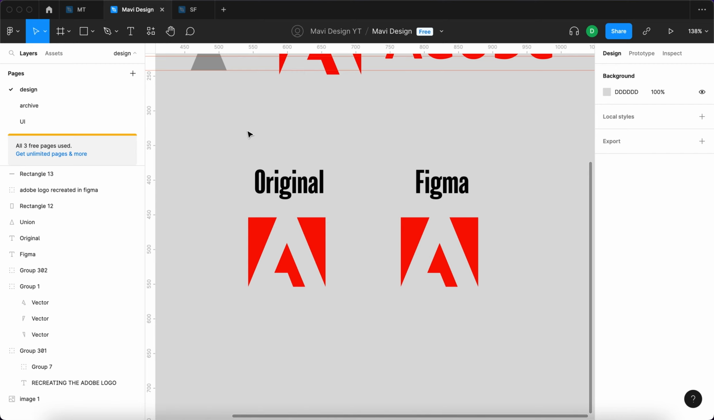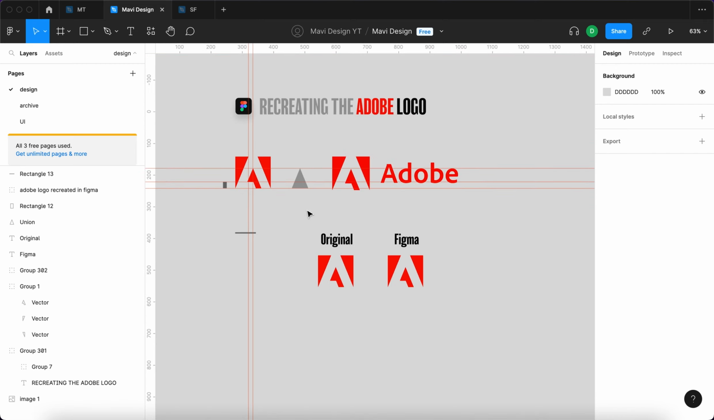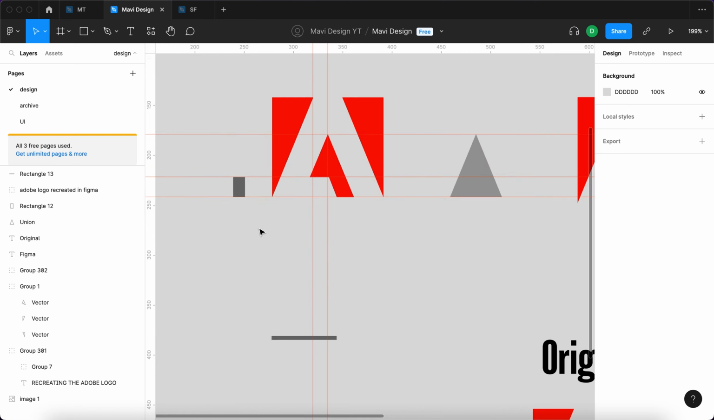I think it is close enough, right? I think it's almost identical. And that's how you recreate the Adobe logo in Figma. As you can see, we measured the overall dimensions that are being repeated across this logo. We also made a few assumptions. And yes, a little bit of geometry knowledge is required.